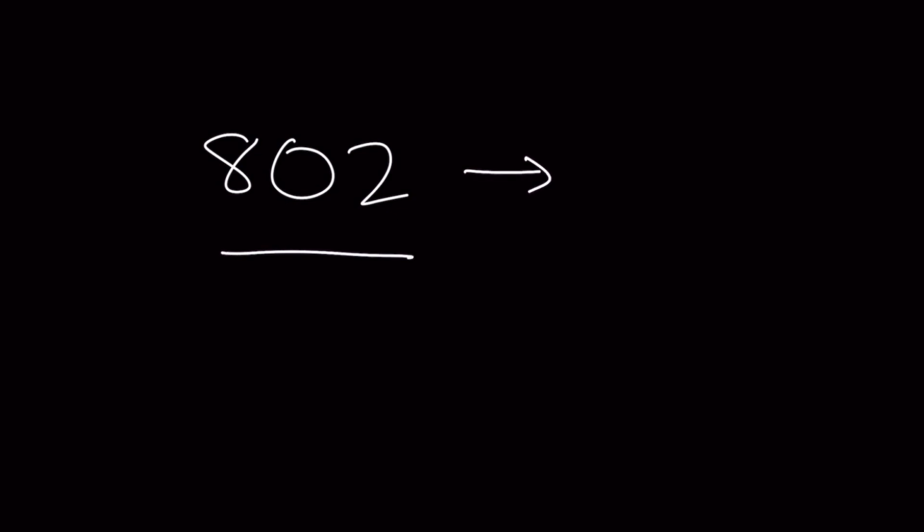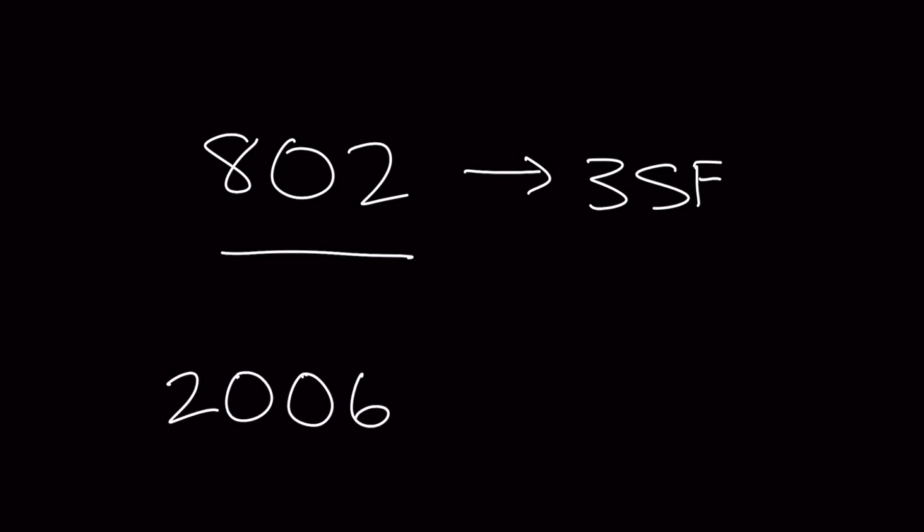Now, what if we had a 0 in there somewhere? Let's say we had the number 802. Any 0 that's between 2 non-zero digits will be counted. So this number has 3 significant figures. Likewise, if we had a number like 2006, this would have 4 significant figures.